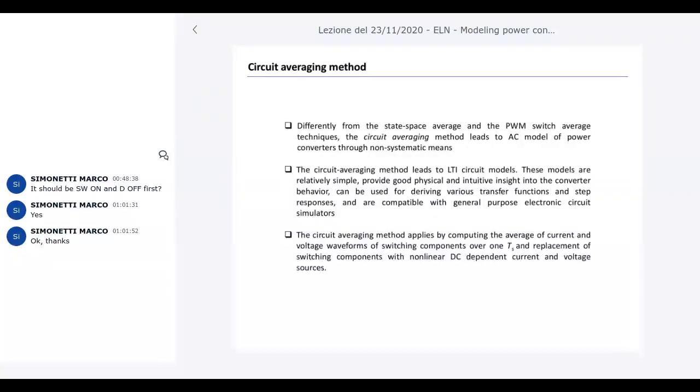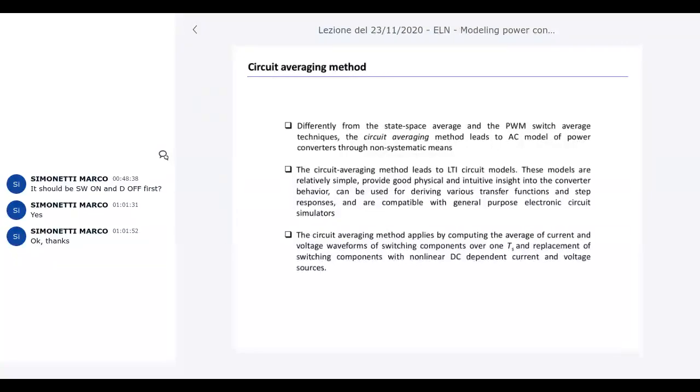Not so difficult, but anyway, it's much more difficult than CCM analysis for the switch averaging techniques. Now there is another technique, which is called the circuit averaging method. This was the first method to be developed.